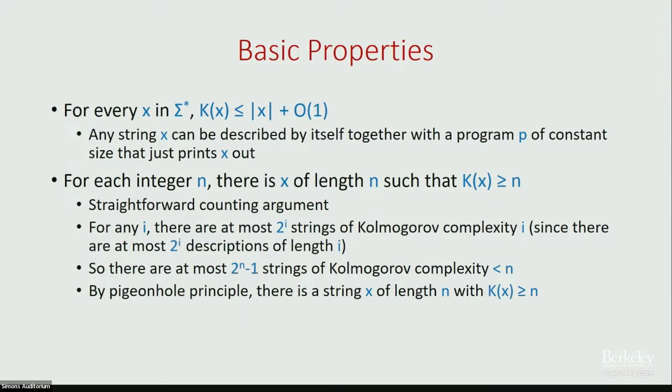So Kolmogorov complexity satisfies these properties: every string has complexity at most its length plus something, and some strings require Kolmogorov complexity at least n. And in fact, a random string requires Kolmogorov complexity at least n minus 1. The same counting argument establishes that.